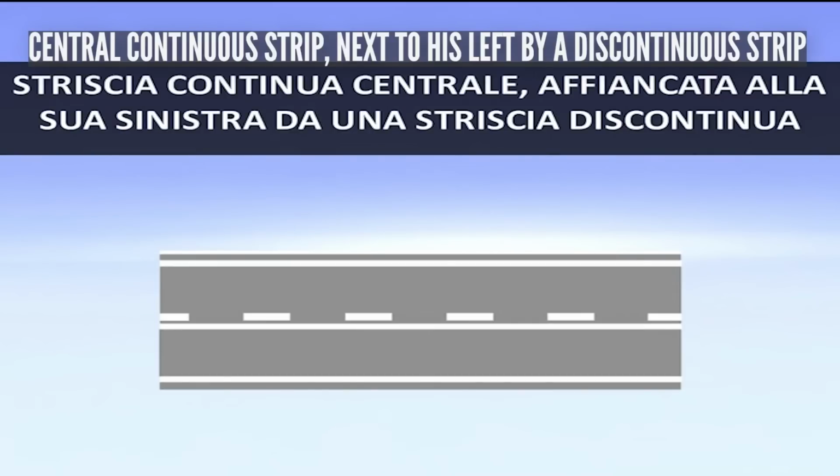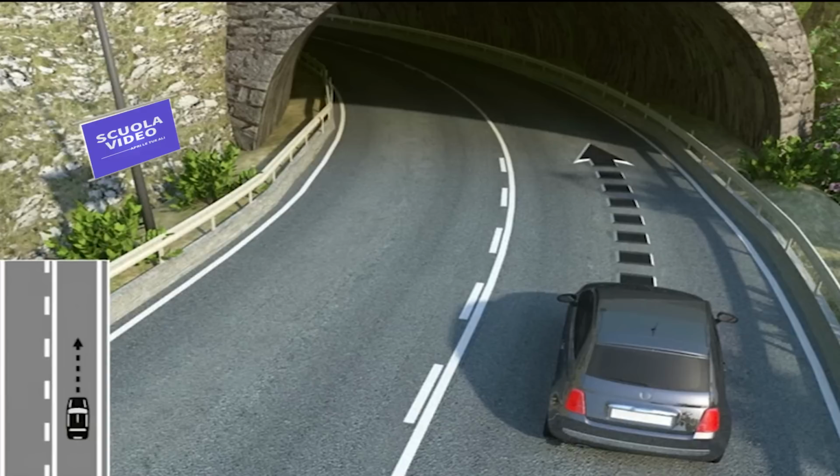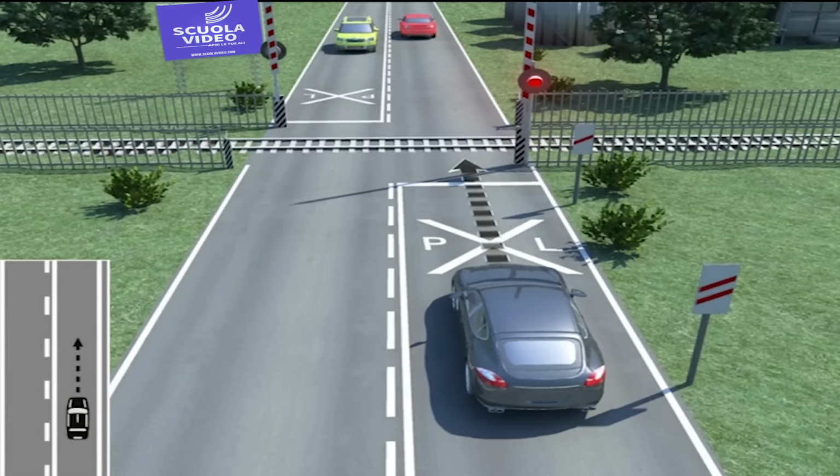Striscia continua centrale, affiancata alla sua sinistra da una striscia discontinua. Central continuous strip, flanked on its left by a discontinuous strip, can be found before intersections, usually on two-way roads and can never be crossed due to the presence of the central continuous strip on our left. We can find it before a curve, before a level crossing or on the uphill stretch of a bump.